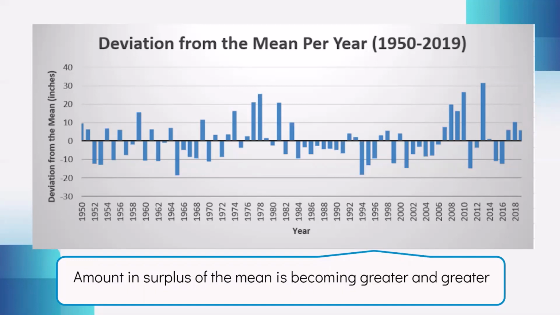Although, within the last 20 years, when the total snowfall is above average, the amount of which it is in surplus is becoming greater and greater. This may be an indication of climate disruption enhancing the extreme weather precipitation.